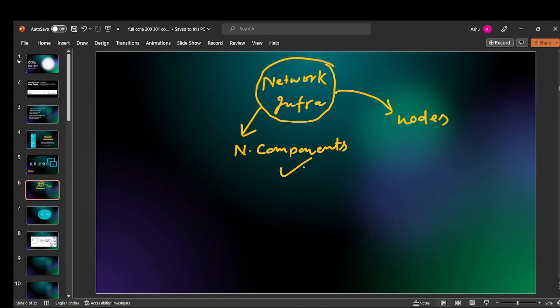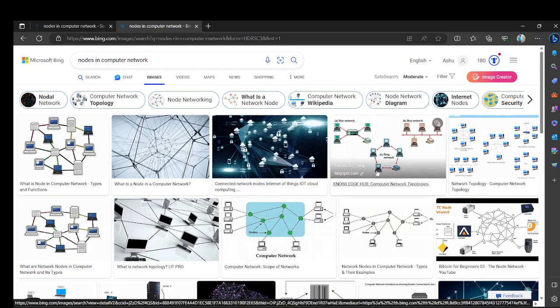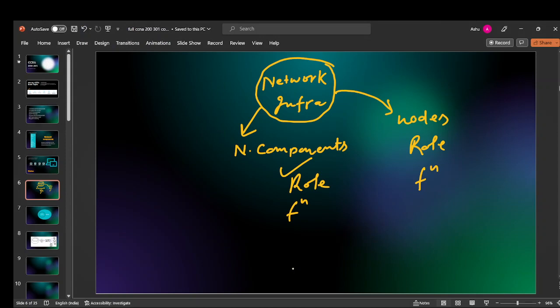Clear? If you have information about roles and functions, then you will be able to define, design, deploy and maintain the robust infrastructure. Clear? This is network infrastructure. And if you have information of network components and nodes, then you will be able to define the network infrastructure clearly. So the first point is that we have information about network components, but we do not have information about nodes. Clear? What are nodes?